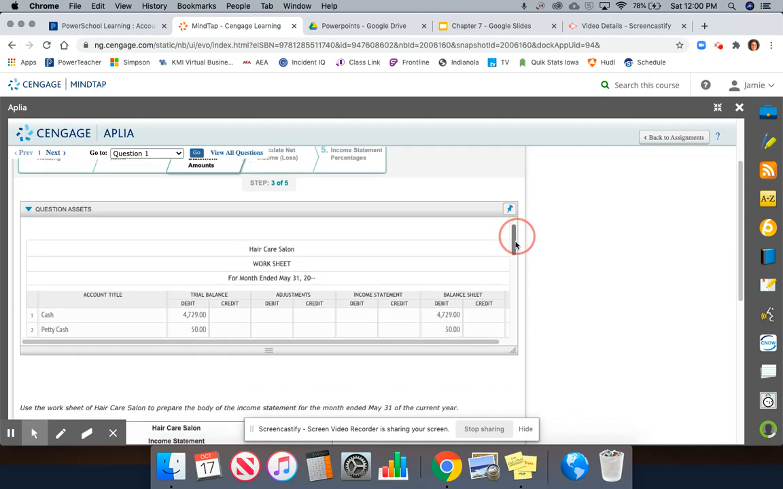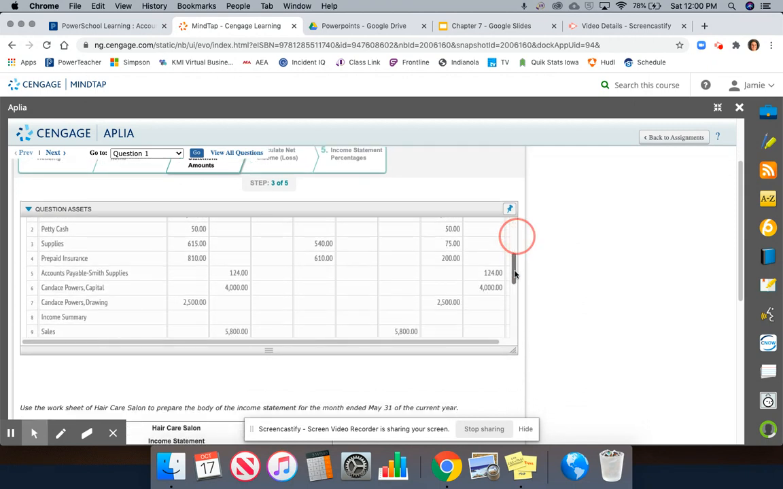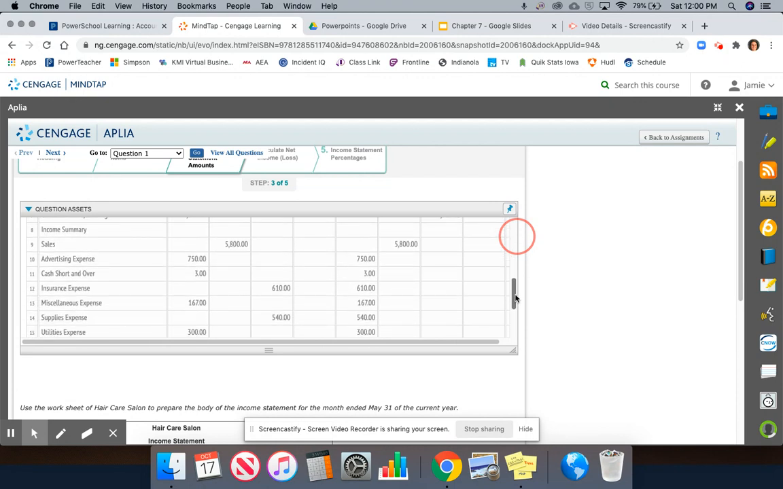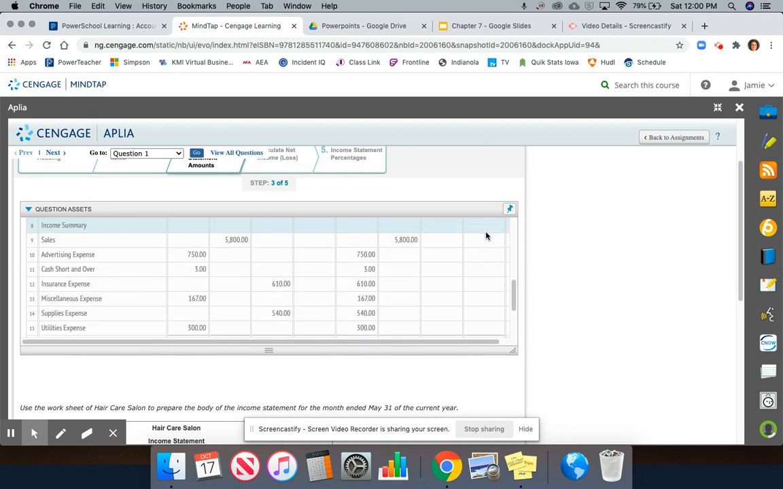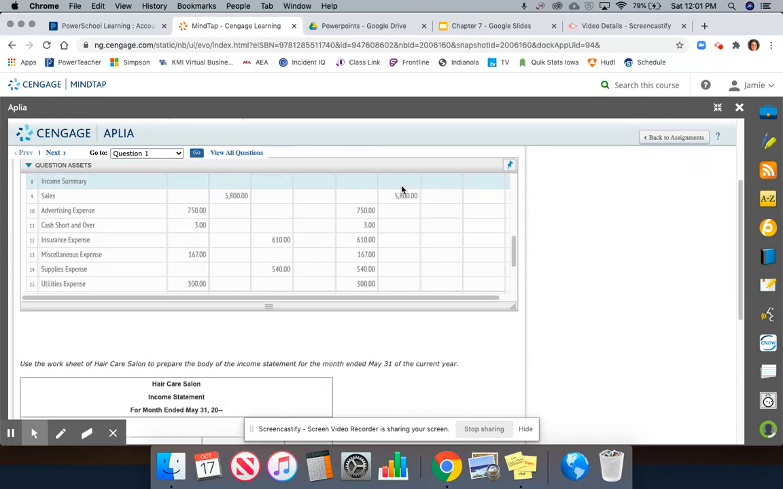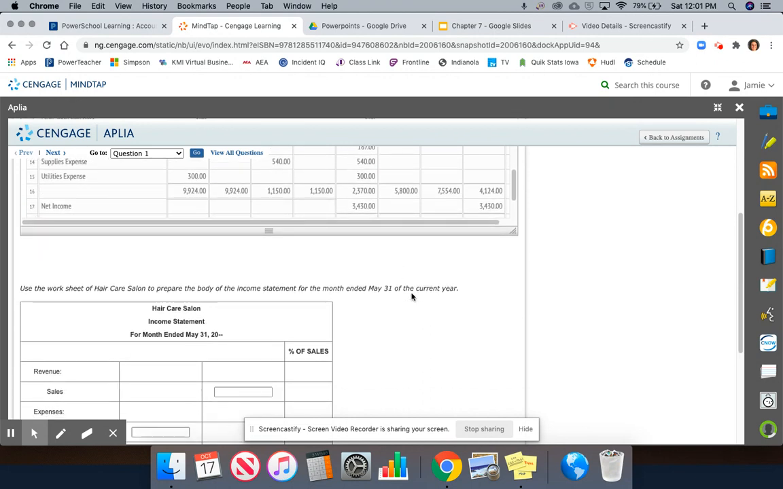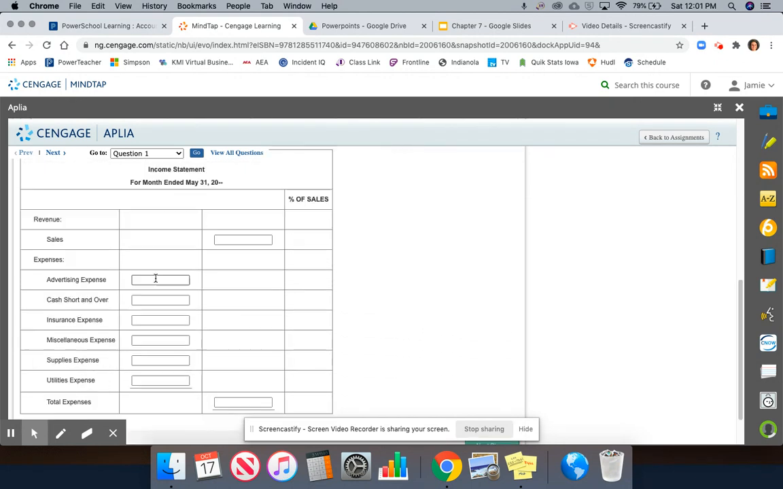So we have our worksheet here, our completed worksheet in Chapter 6 that we created and showed the amounts that go in the income statement and the balance sheet. Everything above income summary went to the balance sheet. Everything below went into the income statement. Now we're going to take those balances exactly as they are and put them into our income statement. So our account titles are already in there. So now we just need to put our account balances.